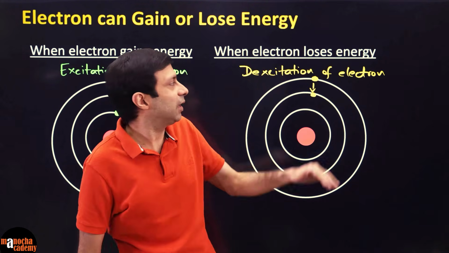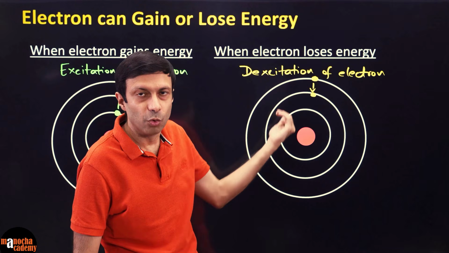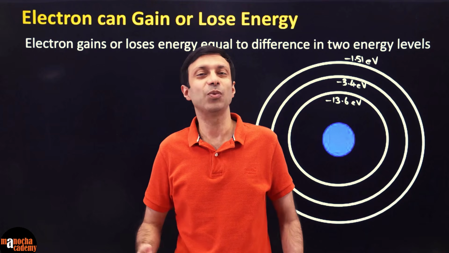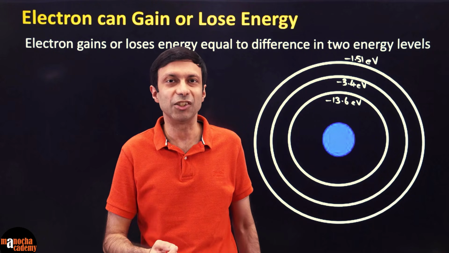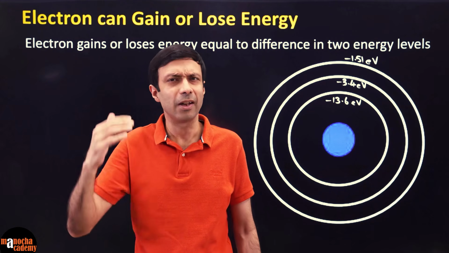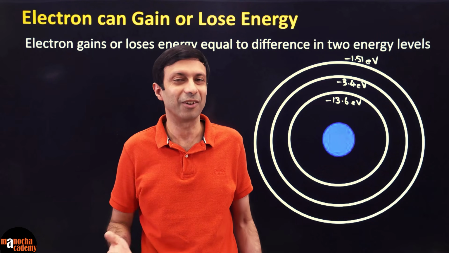Or if it loses energy, it will come down, right? It will move to the lower shell. That is called de-excitation of electron. As we have discussed, when an electron gains energy, it will move to a higher energy level. And when an electron loses energy, it will come down to a low energy level, right?